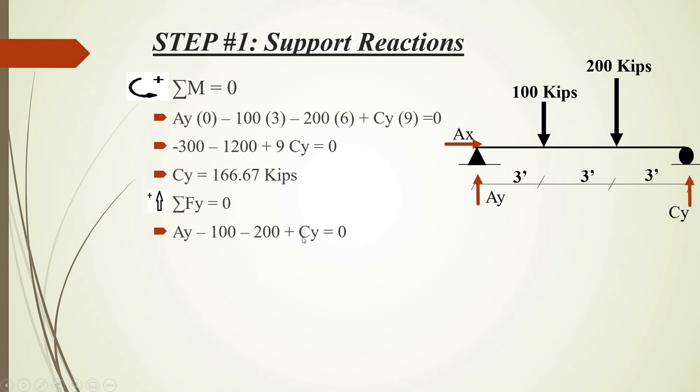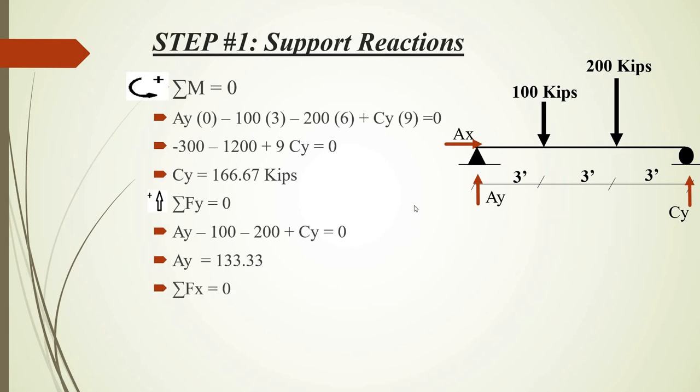Now, since I have already worked out the value of Cy, I'll plug that in, and I'll come up with Ay. So Ay comes out to be 133.33 kips. I should have written the units here. I've forgotten, but you should not forget to put the units.